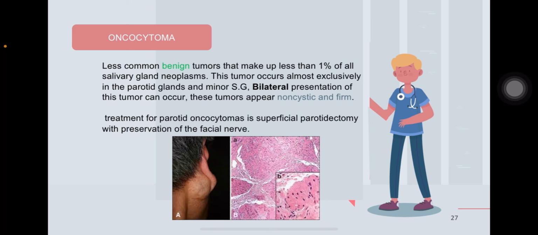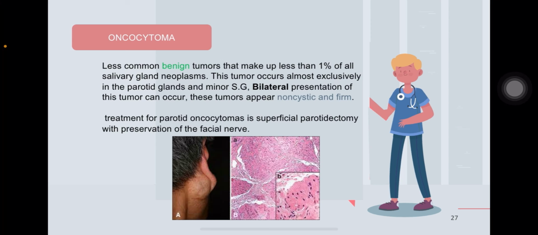Oncocytoma. It's a less common benign tumor that makes up less than 1% of all the salivary gland neoplasms. This tumor occurs almost exclusively in the parotid gland and the minor salivary glands. It's often bilateral in presentation like the Warthin tumor, and these tumors appear non-cystic and firm. The treatment for parotid oncocytomas is a superficial parotidectomy with preservation of the facial nerve. That is, after surgery the patient will still make facial expressions well.